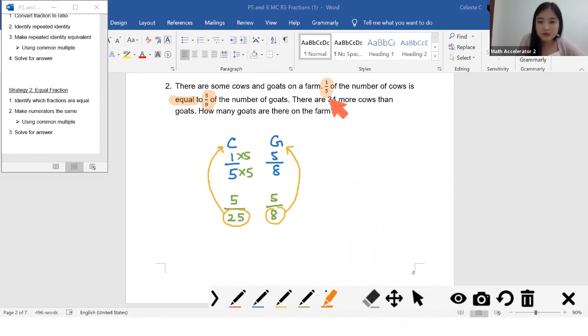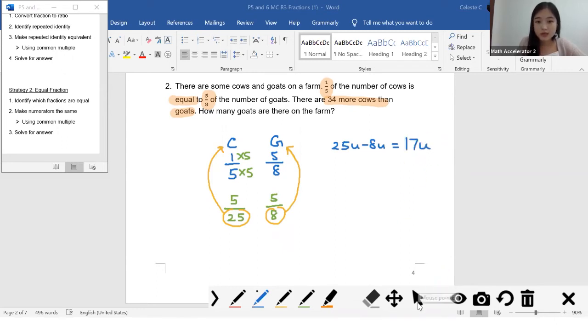What's the other keyword? 34 more cows and goats. So the difference between the cows and the goats is 25 minus your 8 here. How many units is this? What's the difference? 17 units, good.